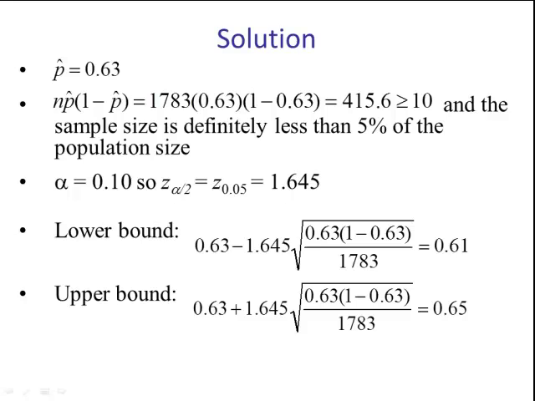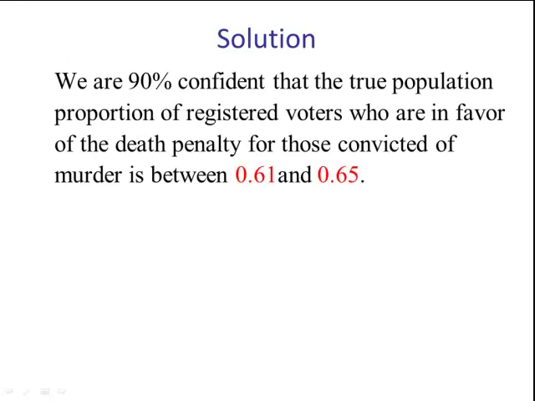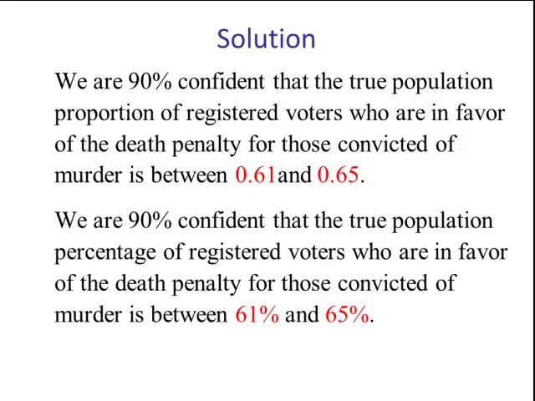So let's interpret this confidence interval. We are 90% confident that the true population proportion of registered voters who are in favor of the death penalty for those convicted of murder is between 0.61 and 0.65. Now another way we can interpret this, instead of saying proportion, we could write it as a percentage. In this case, we are 90% confident that the true population percentage of registered voters who are in favor of the death penalty for those convicted of murder is between 61% and 65%.